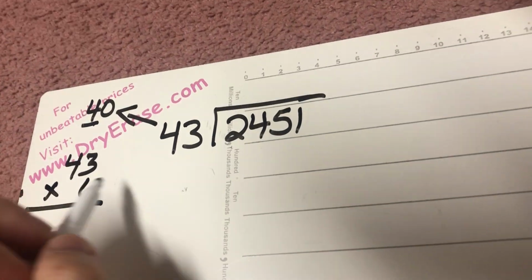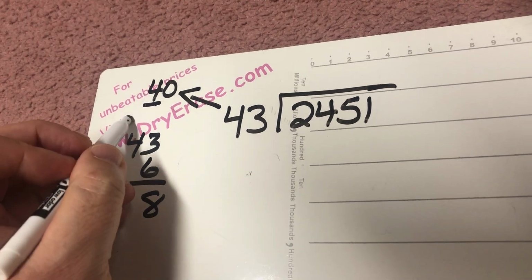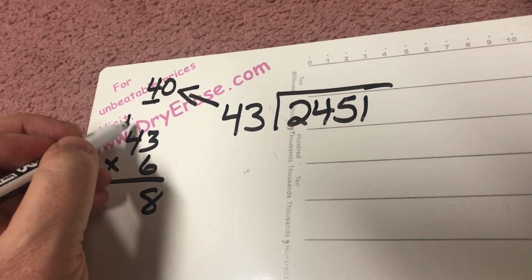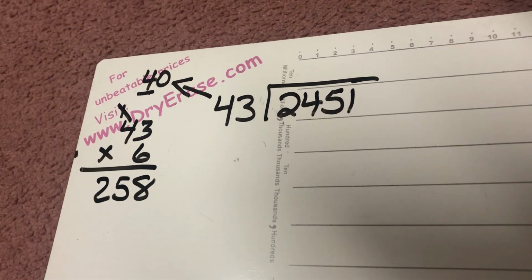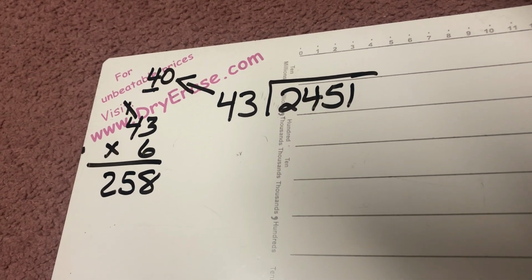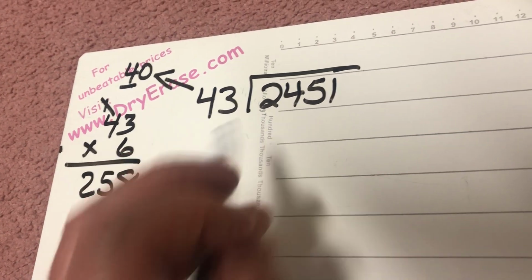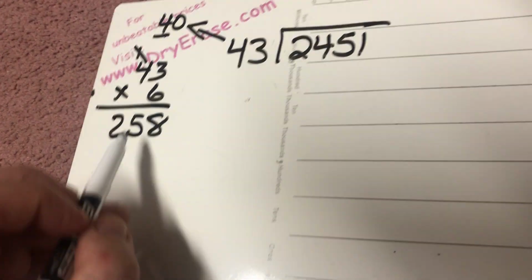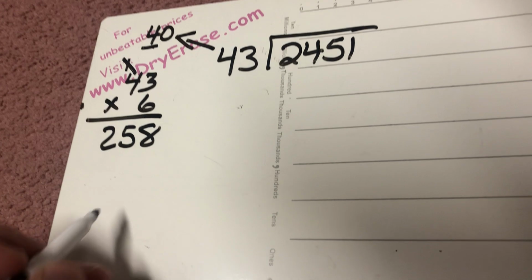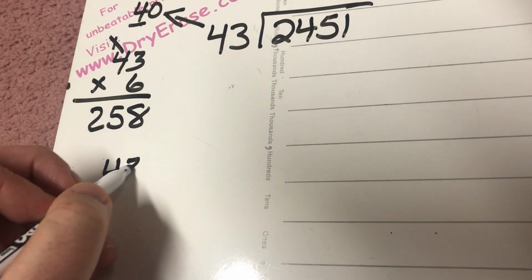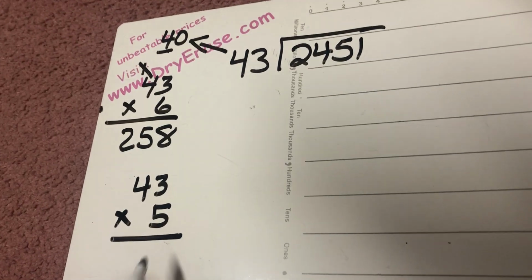Now, when I do this, 6 times 3 is 18. Put the 8 down, carry the 1. 6 times 4 is 24, plus the 1 is 25. I get 258. Well, I don't like that too much because 258 is bigger than 245. So that tells me that my 6 is too big. If my 6 is too big, logically, I go to 43 times 5. I go to 1 less.